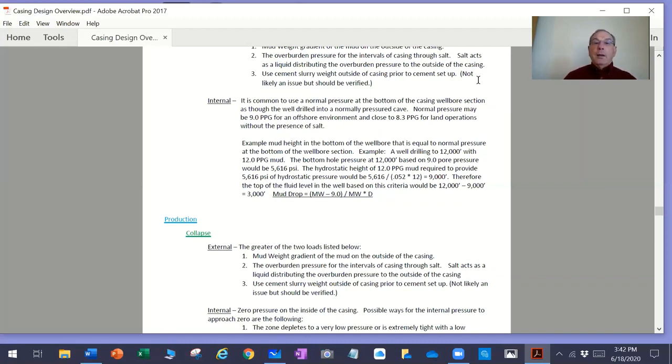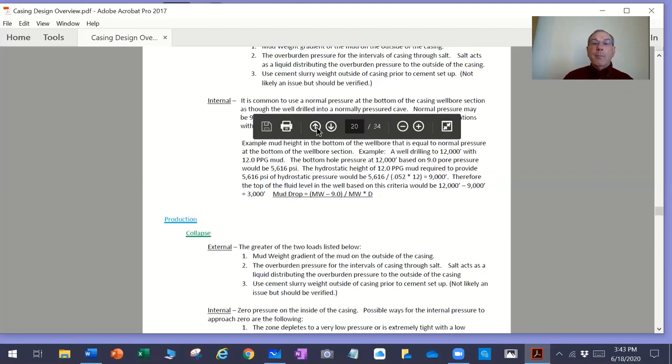So if you think about a case, if I had casing set at 5,000 feet and I drilled to 10,000 feet and I drilled into the cave with 12 pound per gallon mud, obviously my mud weight is not equal to 9 pounds per gallon, so the mud is going to fall inside my casing until it equalizes with the bottom of the hole that I have just drilled to 10,000 feet, such that the pressure in that borehole is equal to 9 pounds per gallon. And so you can calculate that value.